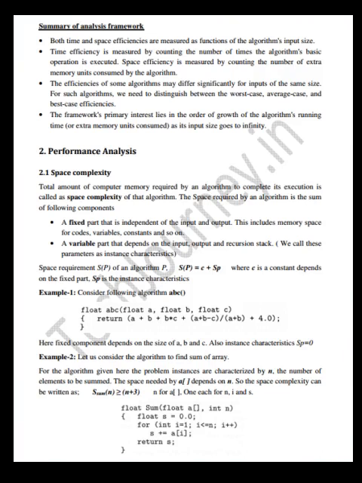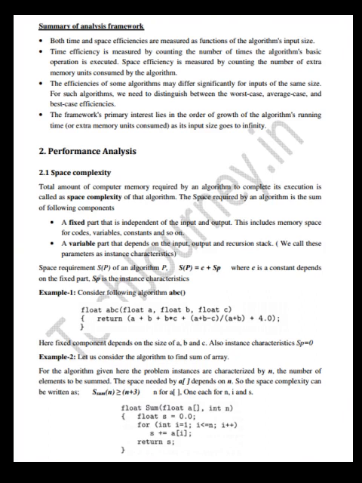Both time and space efficiencies are measured as functions of the algorithm's input size. Time efficiency is measured by counting the number of times the algorithm's basic operation is executed. Space efficiency is measured by counting the number of extra memory units consumed by the algorithm. The efficiencies of some algorithms may differ significantly for inputs of the same size. For such algorithms, we need to distinguish between the worst case, average case, and best case efficiencies. The framework's primary interest lies in the order of growth of the algorithm's running time or extra memory units consumed as its input size goes to infinity.